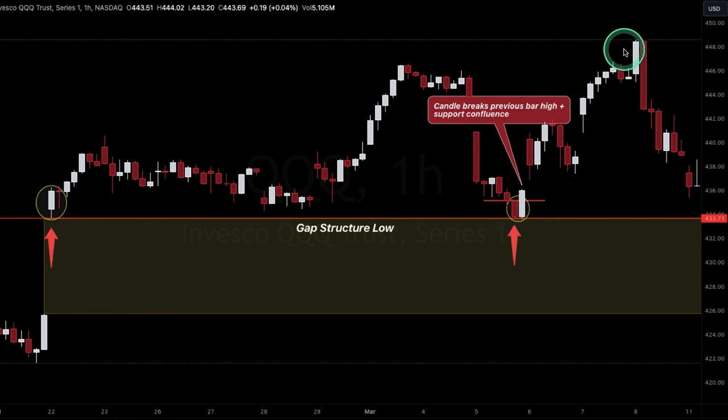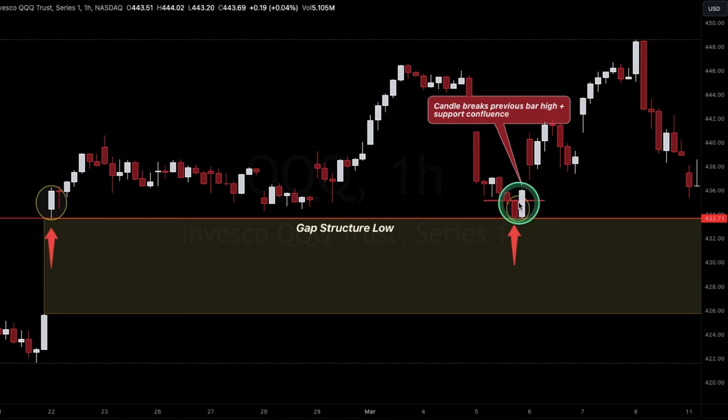So this is the 1 hour. The other examples we were looking at were probably like 15 minute or 5 minute. You can find these on 1 day, 1 week, it doesn't matter. They all have the same thing in common. They're taking out previous structure, highs or lows, the bar next to it, or just the general structure around it.